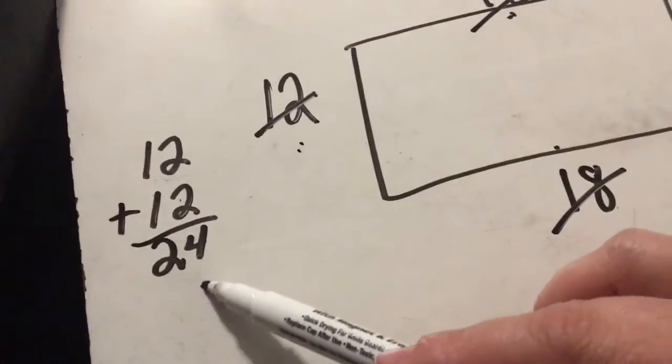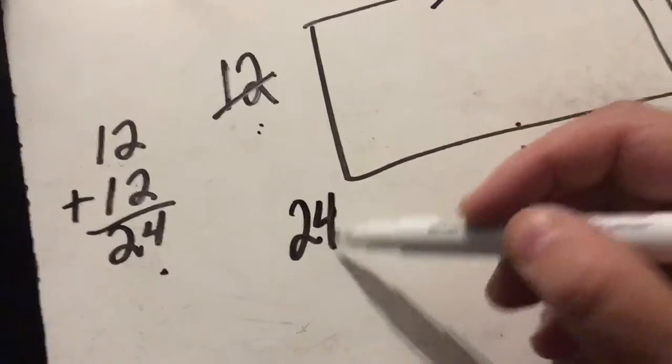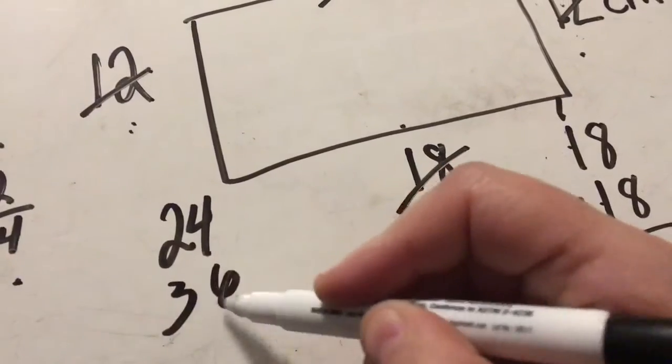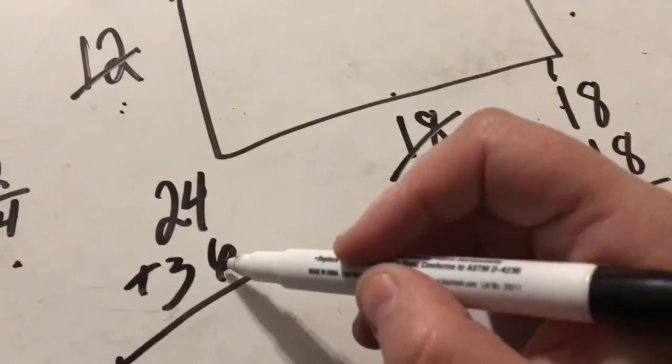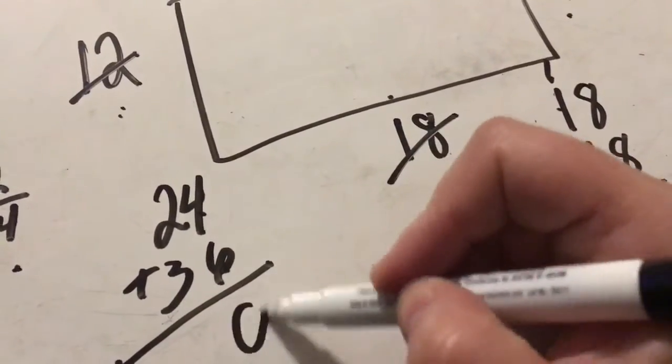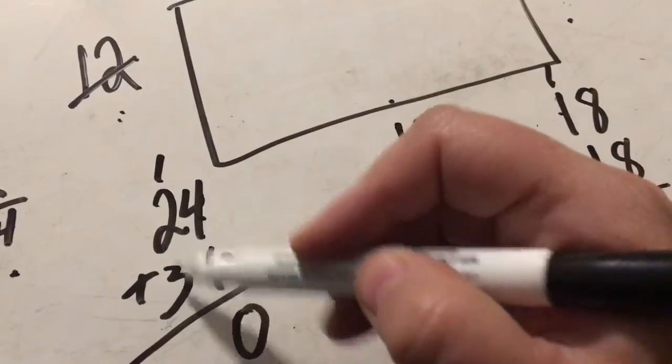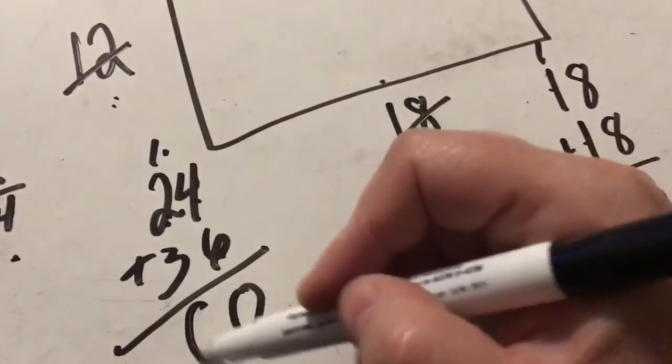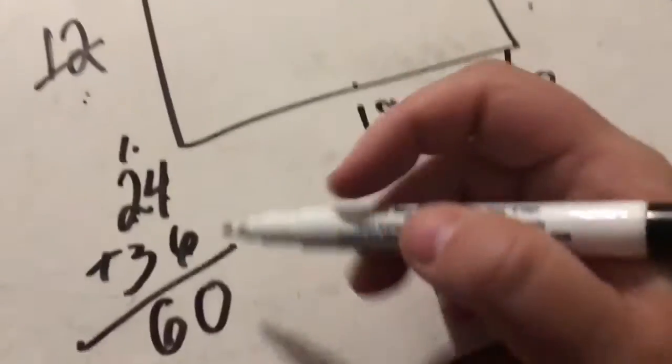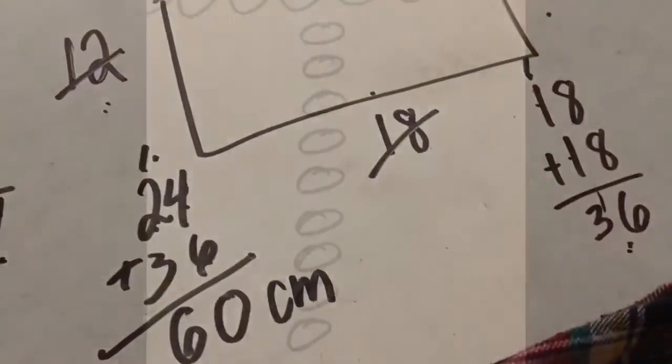Now I have my 24 and I have my 36 that I have to add together. So my 4 plus 6 is 10. Carry the 1. 3, 4, 5, 6. I have 60, but I need to label, and I see that my label is cm for centimeters.